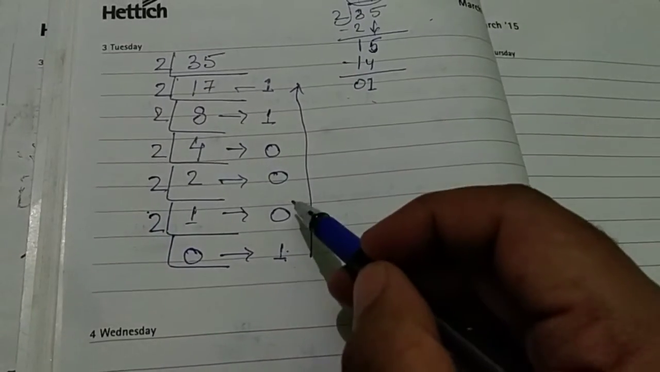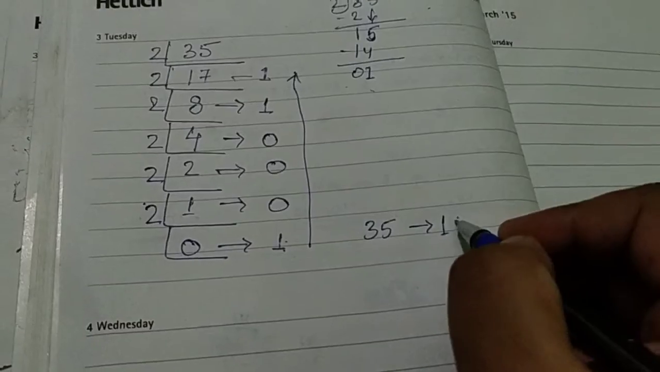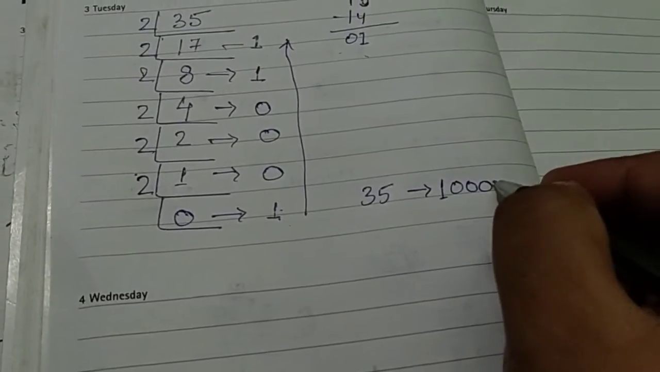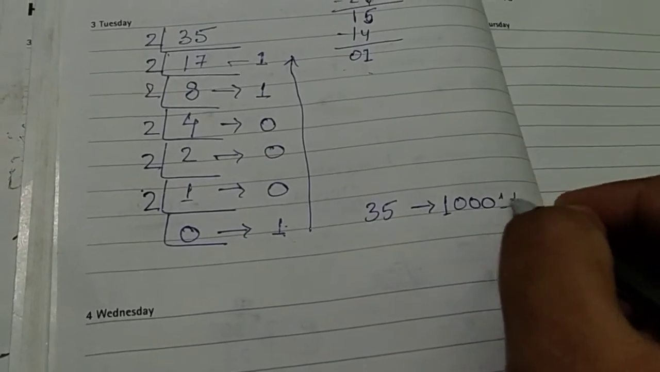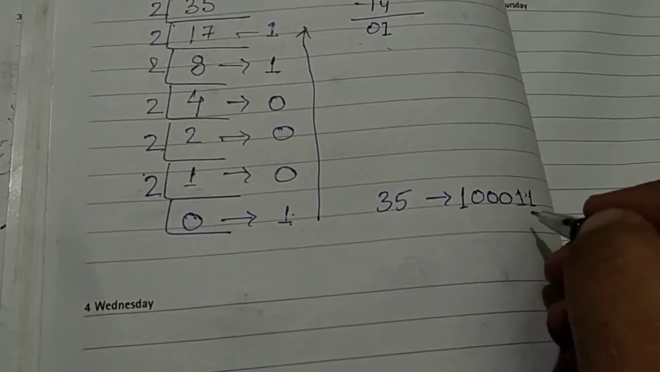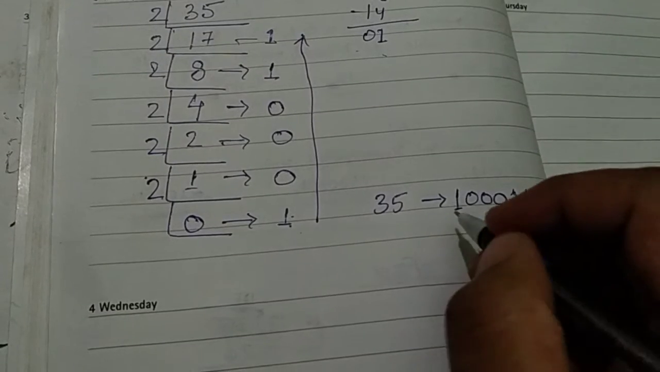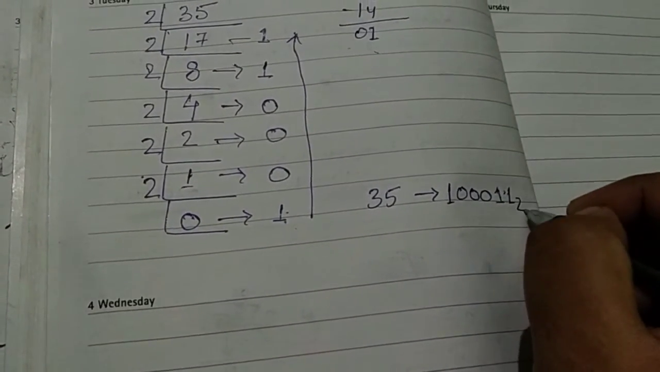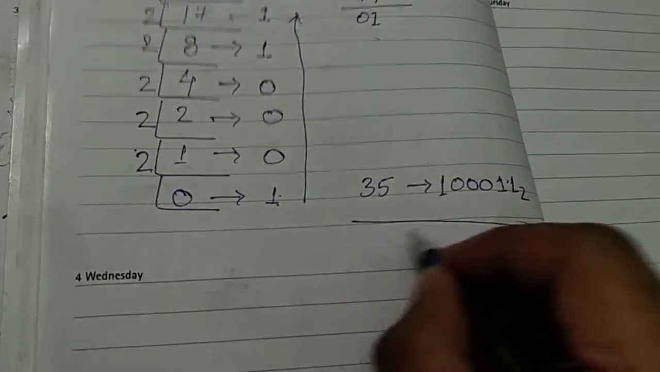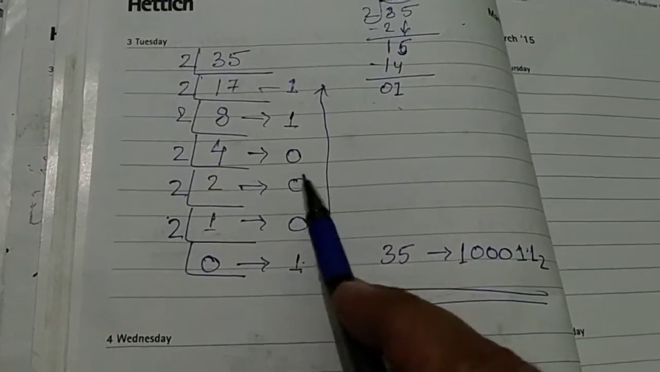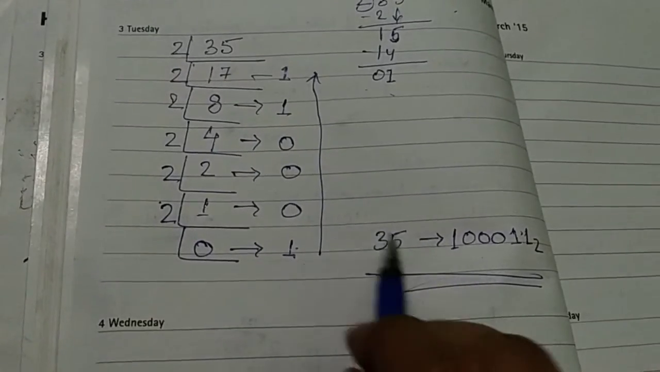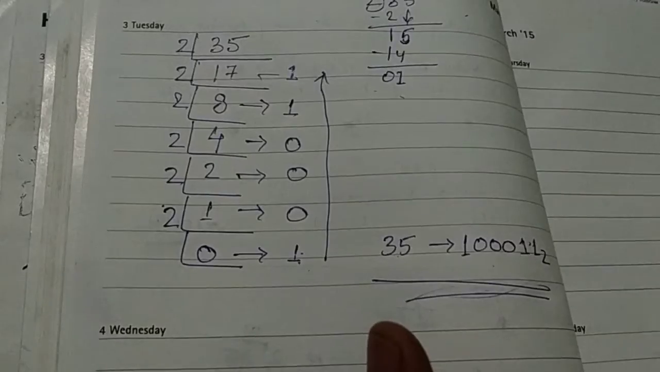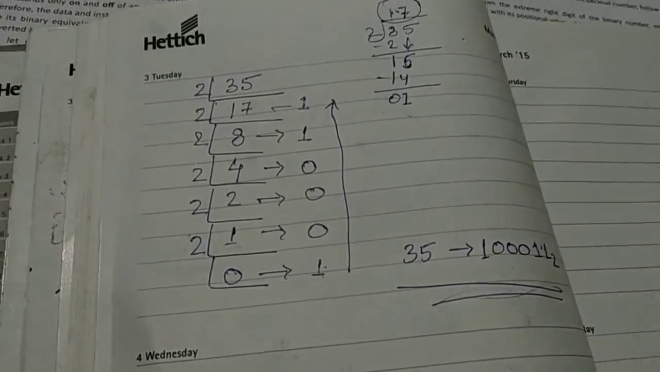So it will be 1, then 3 times 0, 1 2 3, and after that again 2 times 1. So this is the binary value of 35. The base value of binary is 2, so I will write the base value over here. So this is the way we convert a decimal number into a binary number. This is the correct way we do it. Understood? Thank you.